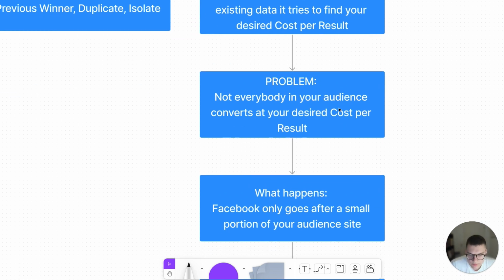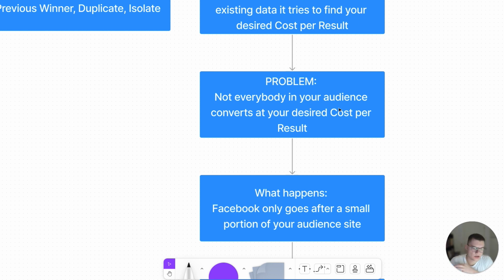So far, so good. What happens now if you turn on a cost cap? First of all, the good part is Facebook only goes after the people within your audience where Facebook thinks they can convert at your cost cap, or at your cost per result, which is in a sense good because you don't want to pay more than the cost per result that you set. The problem that arises now is that not everybody, again, in your audience converts at that cost per result that you set. Therefore, Facebook goes after a smaller portion of your audience, right?